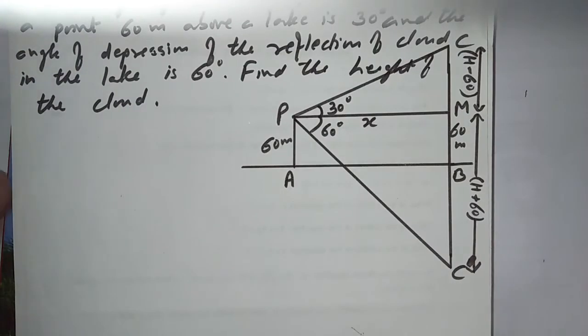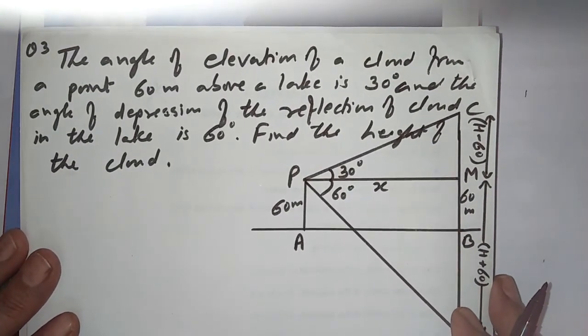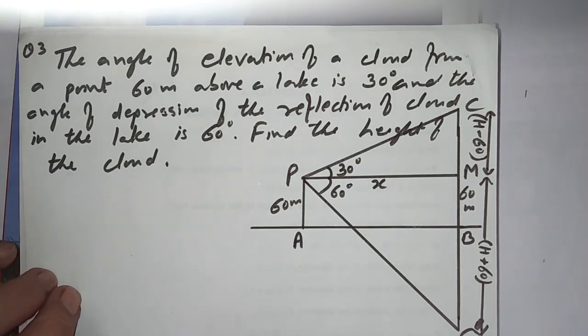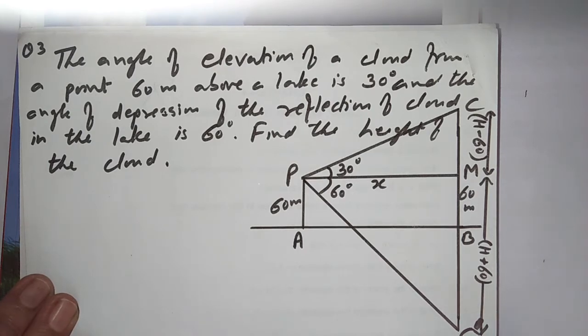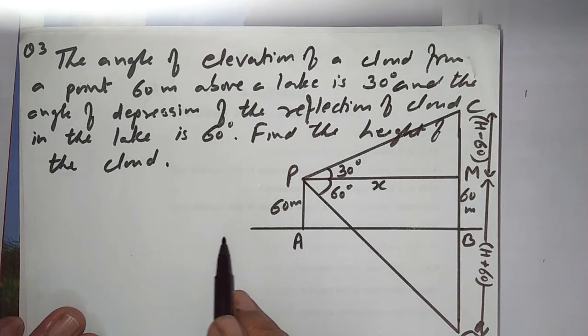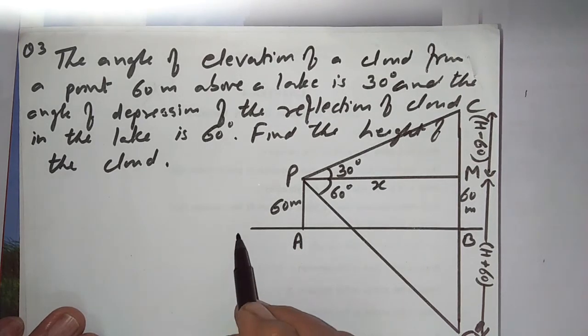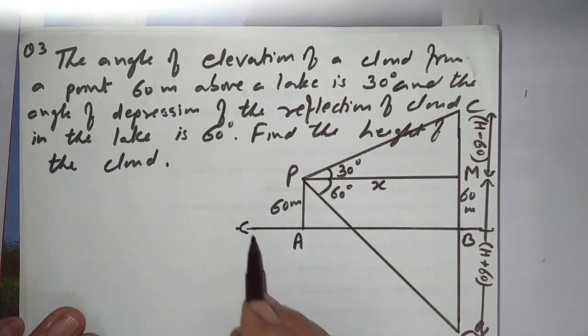Next question number 3 is, the angle of elevation of a cloud from a point 60 meters above the lake is 30 degree and the angle of depression of the reflection of the cloud C in the lake is 60 degree. Find the height of the cloud. Now AB is the level. This line AB is the lake level.